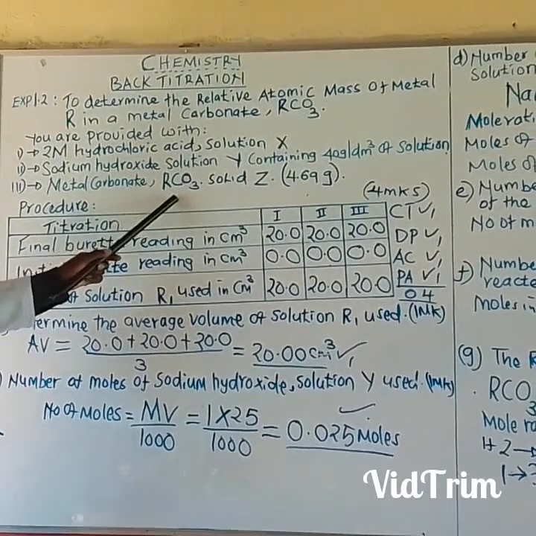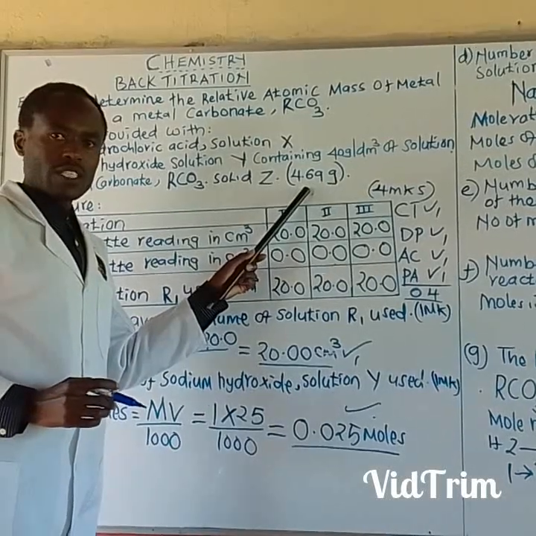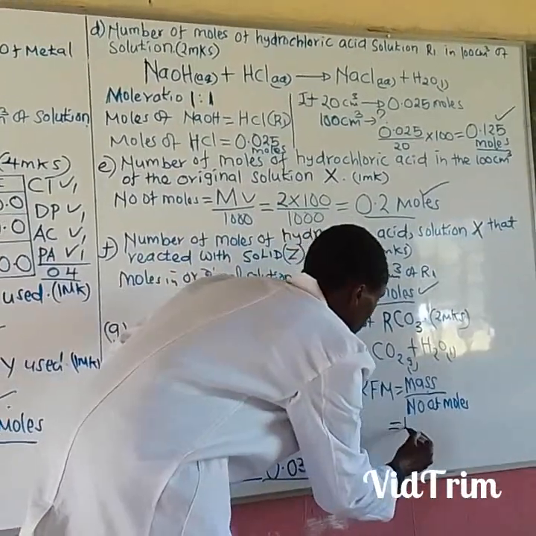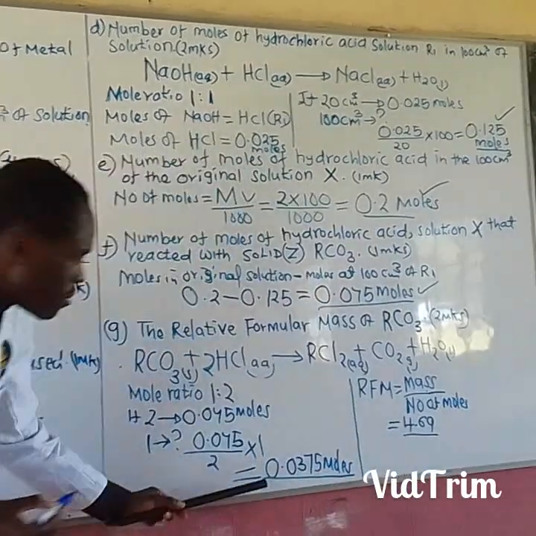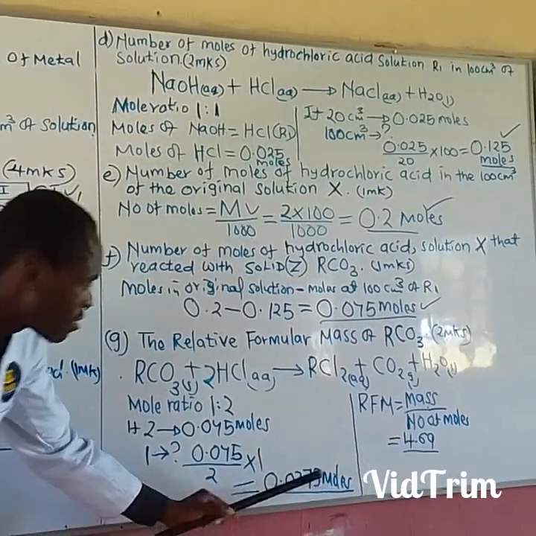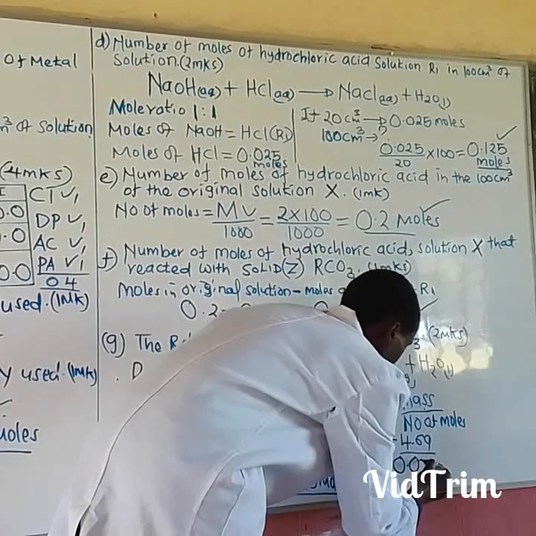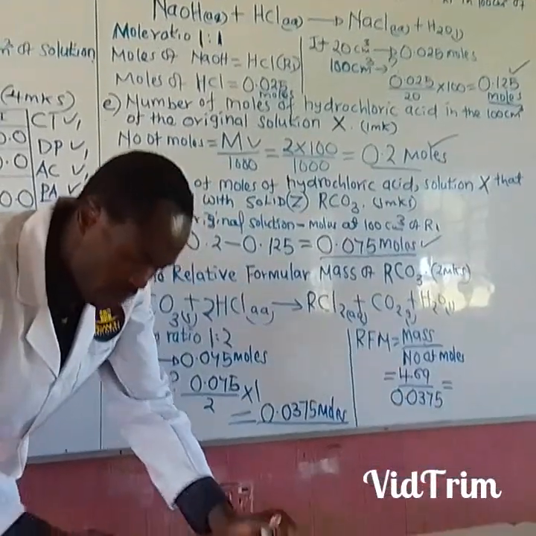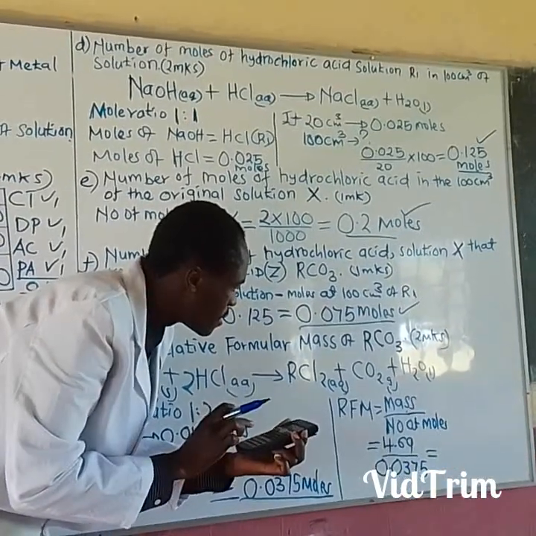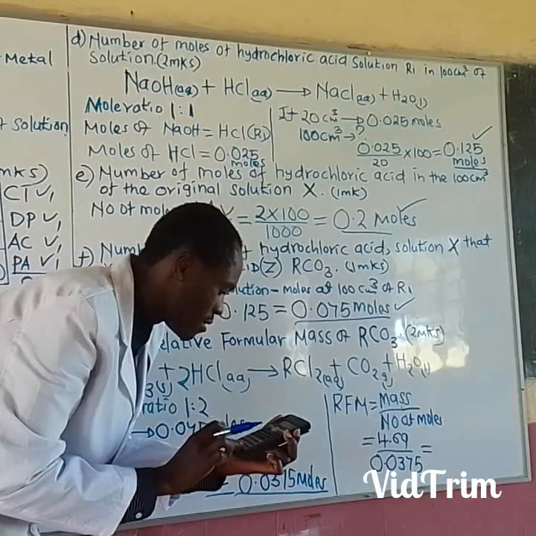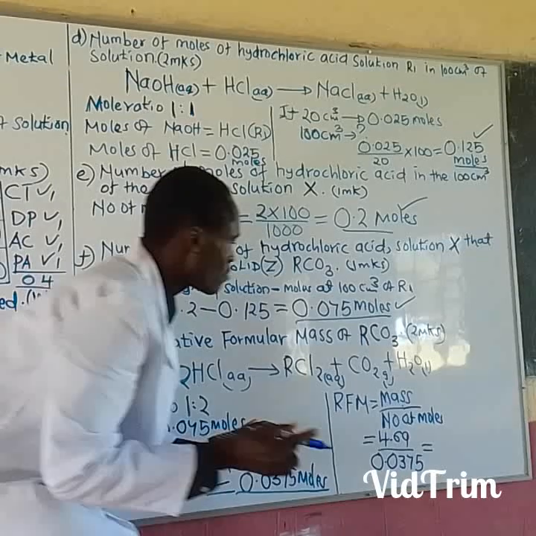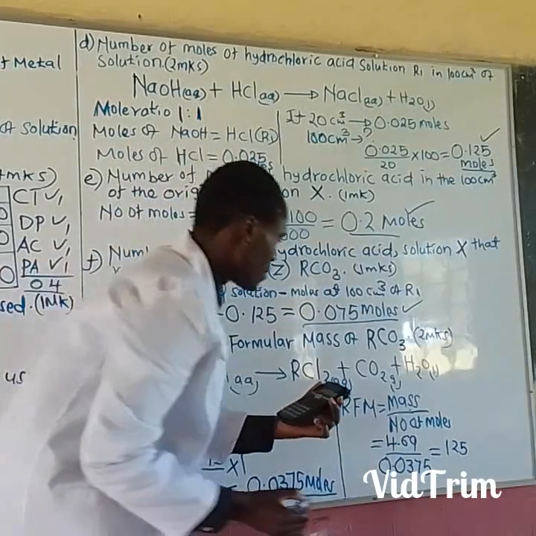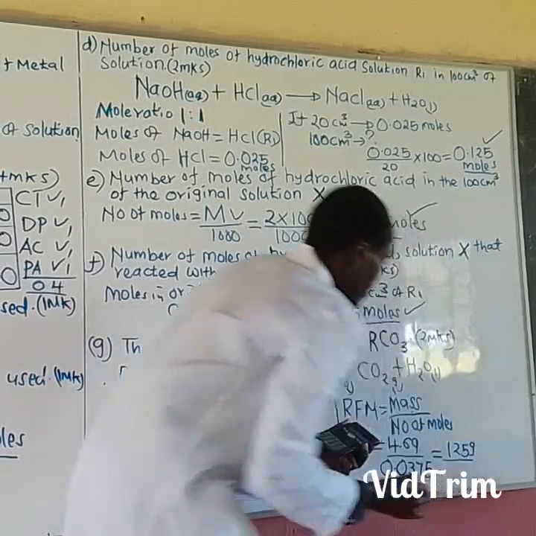Here is the R carbonate. The mass is given in bracket there from the procedure, 4.69. So the mass, you focus slowly, please. 4.69 divided by the number of moles we have calculated, 0.0375. This one gives us 125 grams per mole. Is it okay?